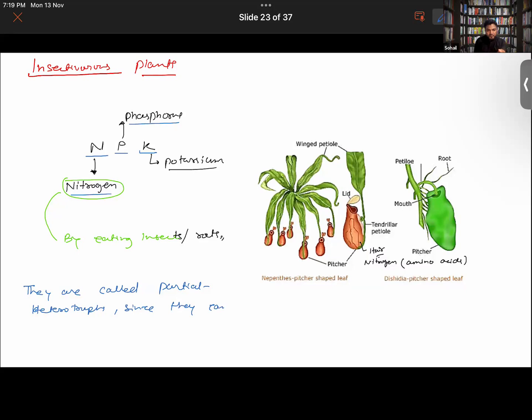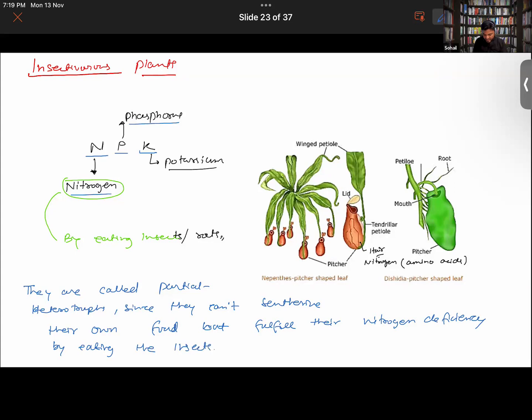So they are called partial heterotrophs since they can't synthesize their own food, but fulfill their nitrogen deficiency by eating the insects. In some cases, we get to see that they can be eating rats also.